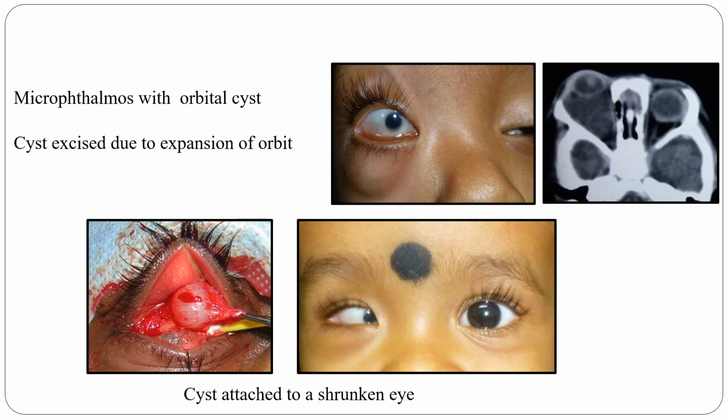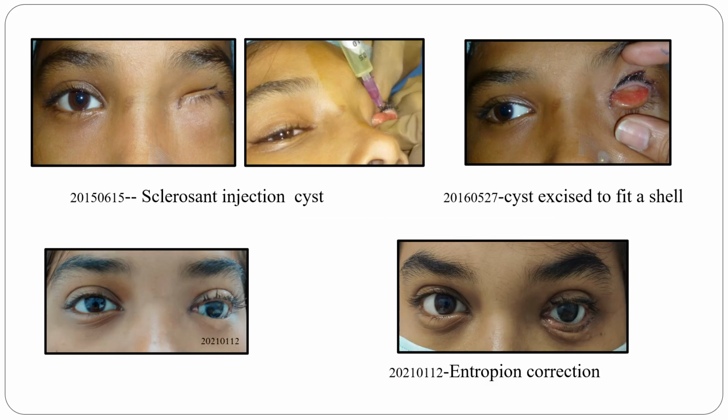Microphthalmos with an orbital cyst. The cyst was excised due to expansion of the orbit. One can see the cyst here attached to the shrunken eye. Sclerosant injection into the cyst on the left side. The cyst was excised to fit a shell. The patient developed an entropion, which was corrected.